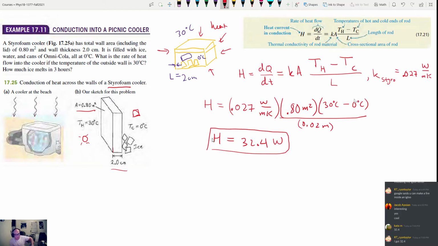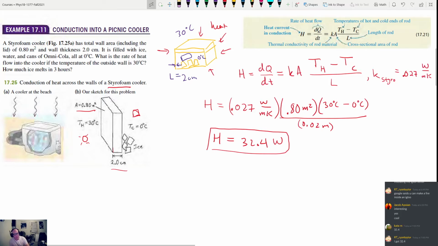Quick question. Go ahead. Since the thermal conductivity of the rod material is always in watts per meter times Kelvin, in all problems are we going to have to convert the lengths into meters? Sure, yeah, you will. That's right. Gotcha.